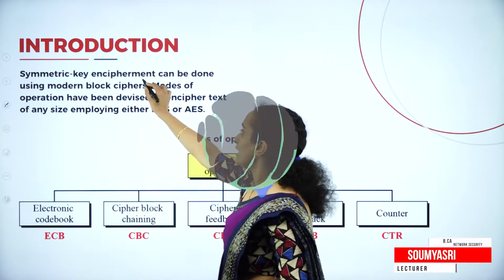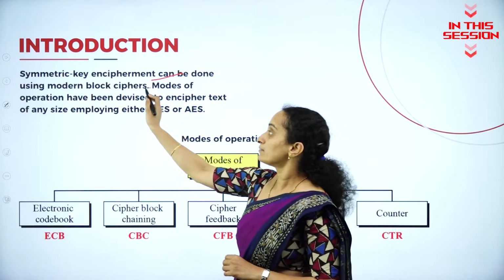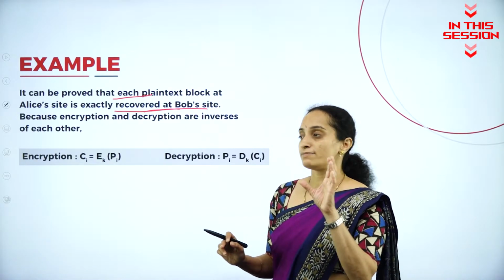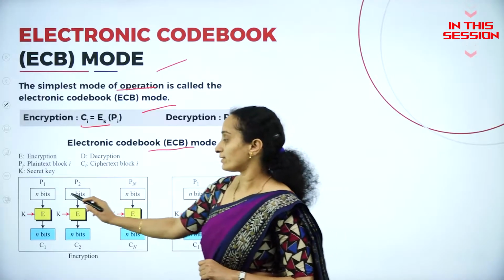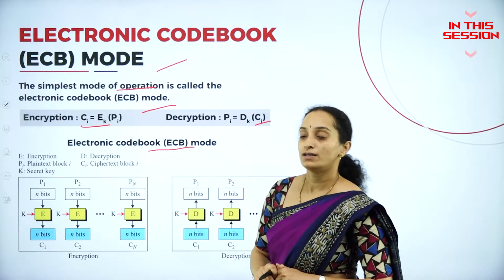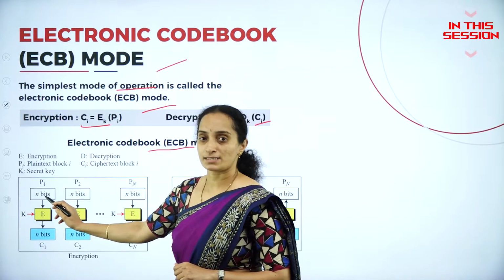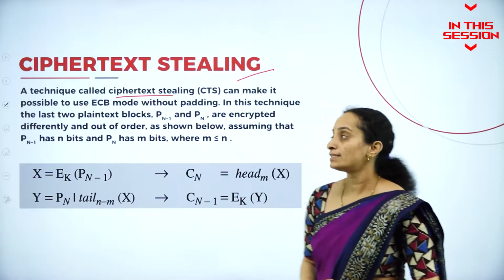The symmetric key encipherment can be done using the modern block ciphers. Each plain text block from the receiver is going to be recovered by Bob. So here we have the diagrammatic representation of the ECB mode where we use the n bits. What is this ciphertext stealing? We use this technique.